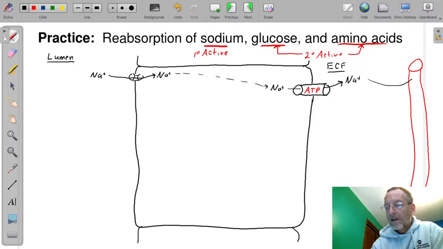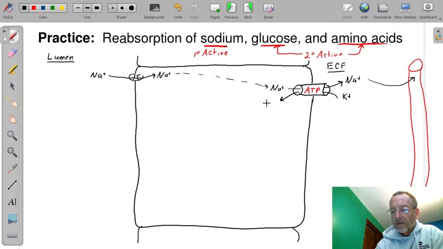And then the sodium enters the capillary. This is also moving potassium inside the cell. We've done a lot of that in A&P 1 and Biology 160. So that's primary active transport of the sodium. There's the sodium, we're done with that. We've reabsorbed the sodium from the lumen on the left into the peritubular capillary on the right.